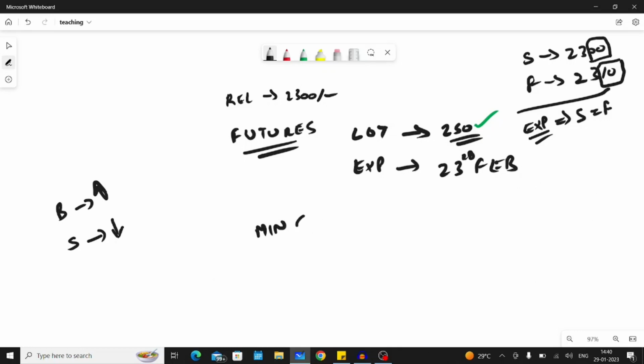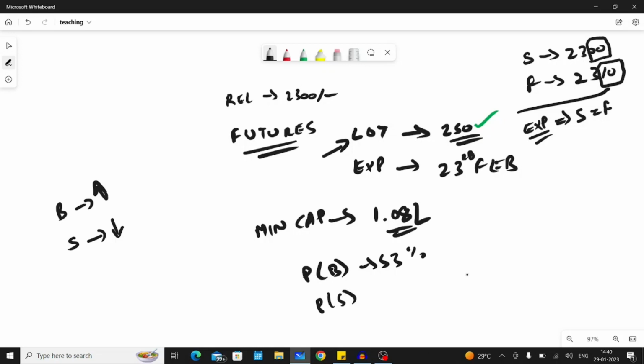So the minimum capital required for this transaction to happen is to buy one lot of Reliance. It will cost us somewhere around 1,08,000 rupees. And what is the probability? Probability of the buyer is somewhere around 53%. Probability of the seller is somewhere around 47%, because currently Reliance is traded at a premium.